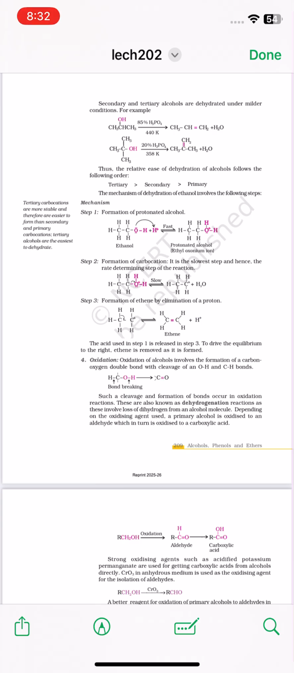Thus, the relative ease of dehydration of alcohols follows the following order: tertiary is the highest, then secondary, then primary.